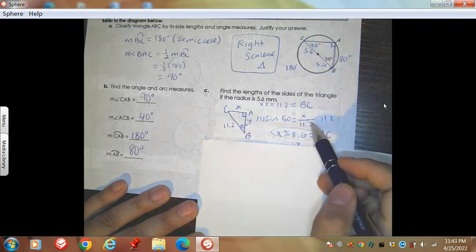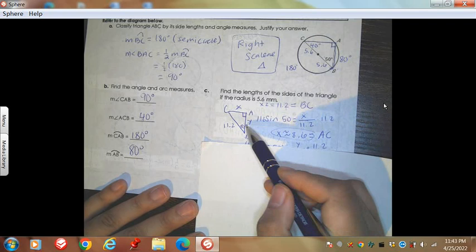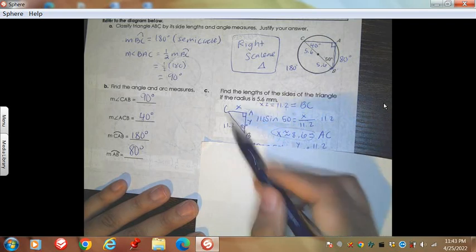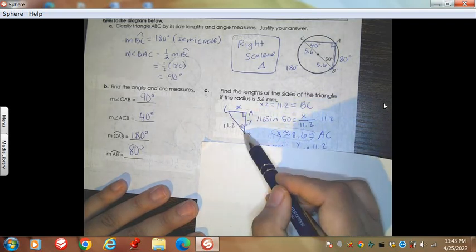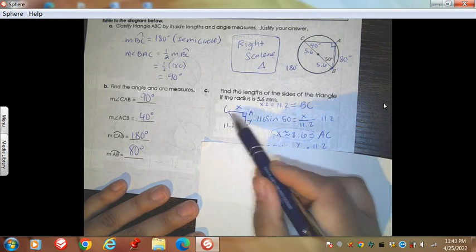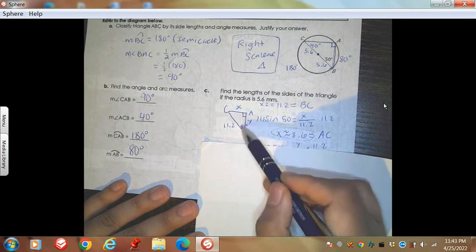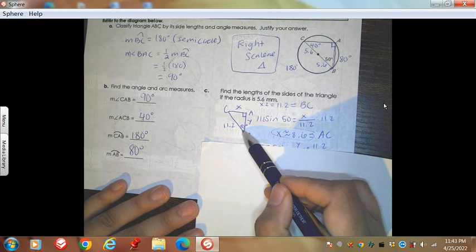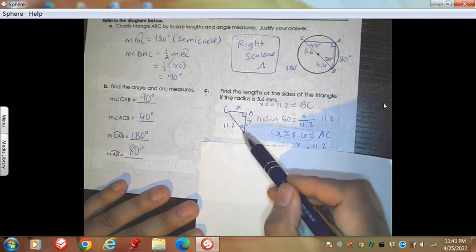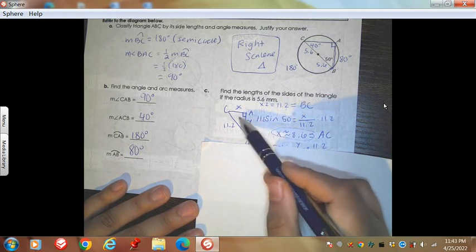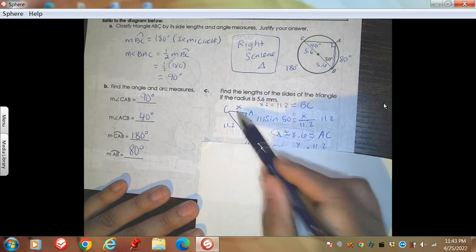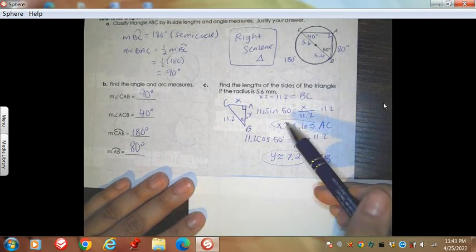So now I start looking at my diagram. I labeled it BAC like this, and I know my hypotenuse is 11.2. I also know some of the angles, but let's say I only put in this angle here, the 50-degree angle. I could use sine, cosine, or tangent to help me find the missing side lengths, because I am missing both side lengths, or I could find one using sine, cosine, or tangent, and then use the Pythagorean theorem. So I did do sine and cosine on this.